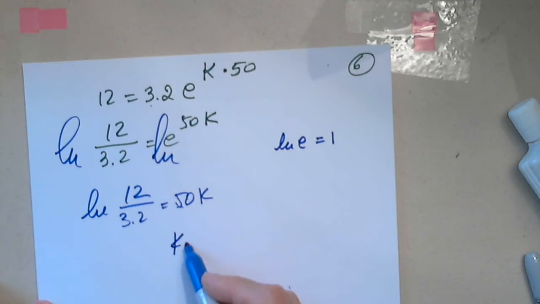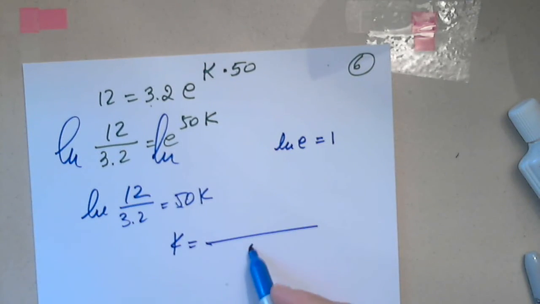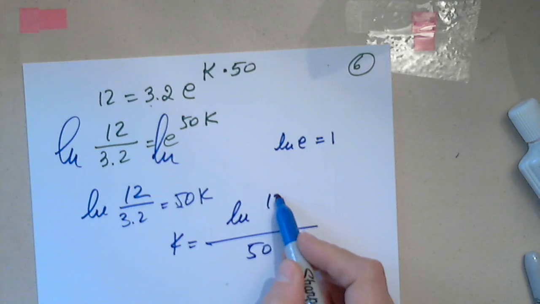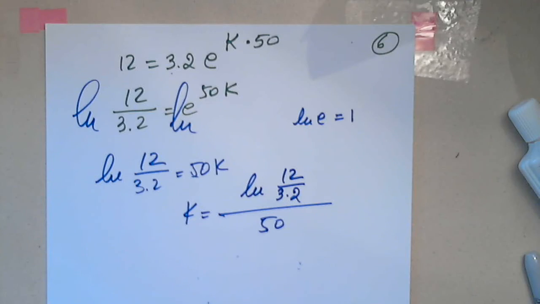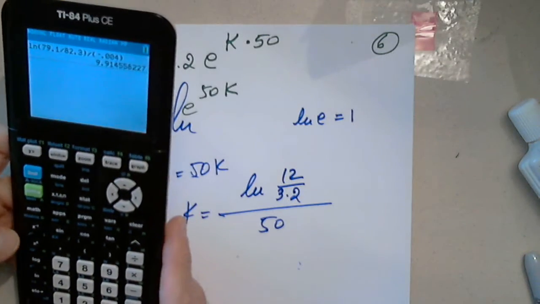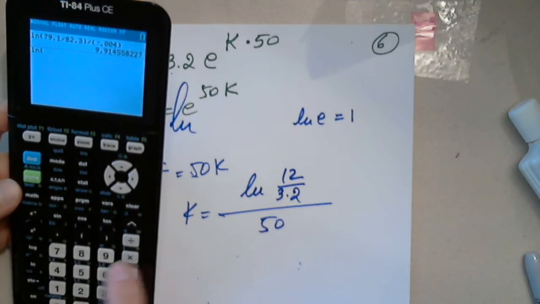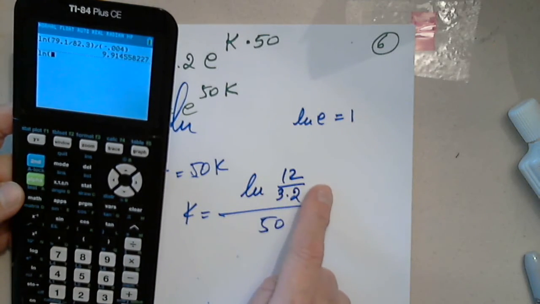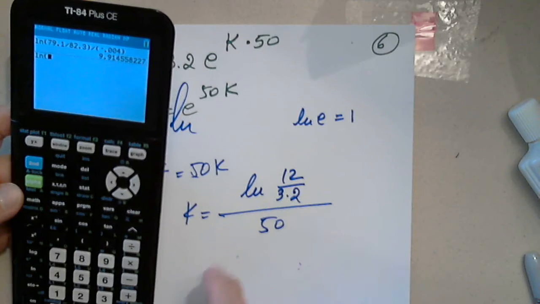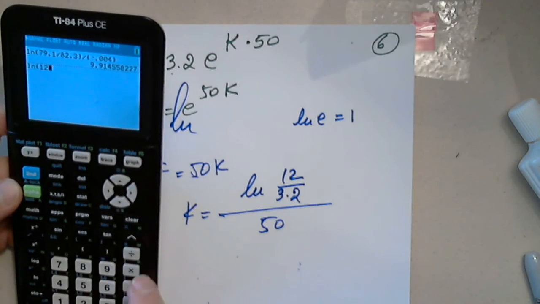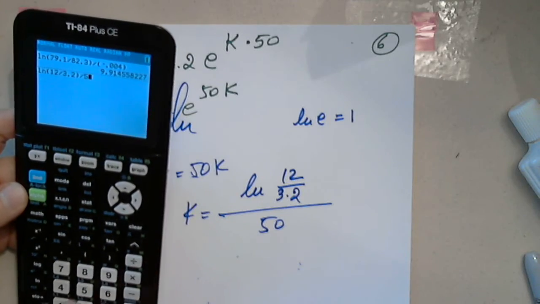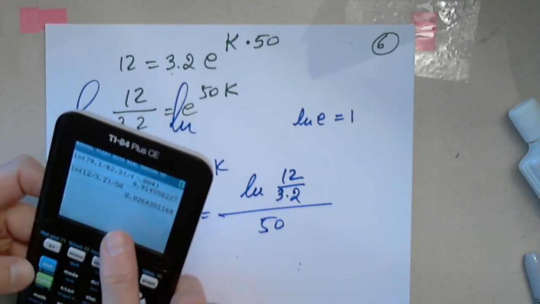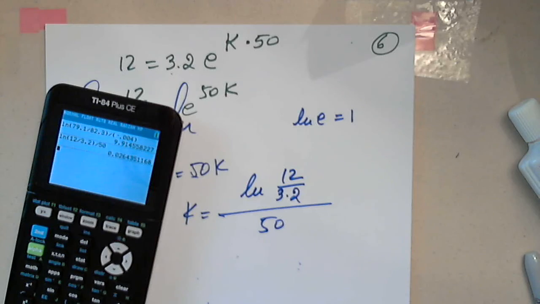So finally, k is whatever over 50. And now when we determine k, we have the entire model. No secrets whatsoever. So natural log, in parentheses, don't forget the parentheses inside the natural log. It pops up with the left parenthesis anyway. Don't forget to close it. And divide by 50. And we get 0.0264.